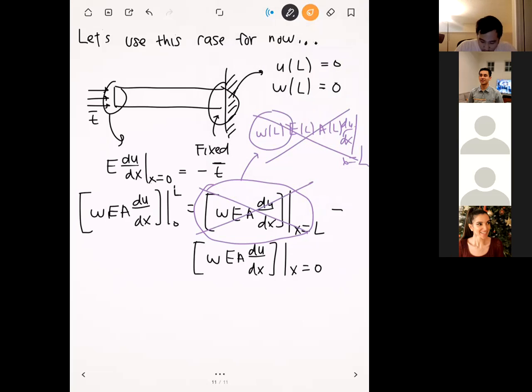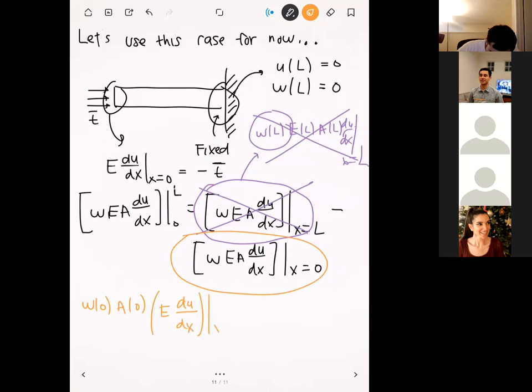And so let's look at the other term. The other term right here, we're going to evaluate this at x equal to 0. So we have W of 0 times A of 0, and then I'm going to separate E times du dx at x equal to 0.